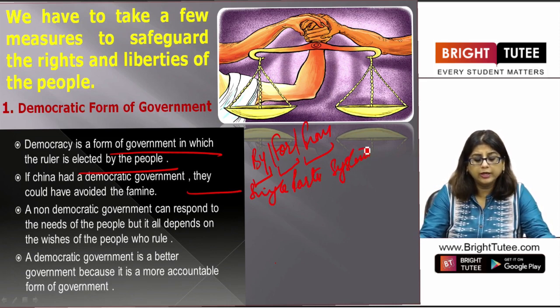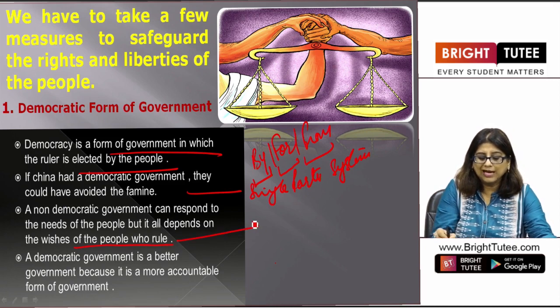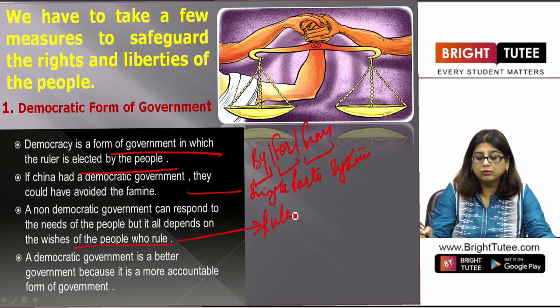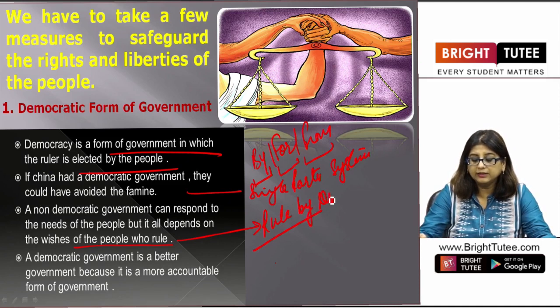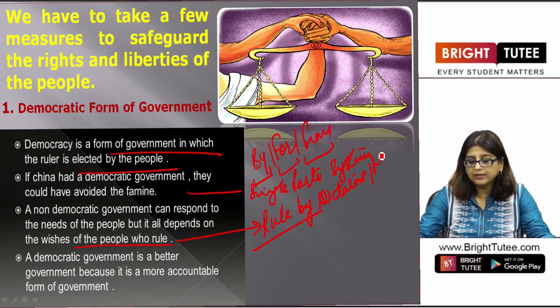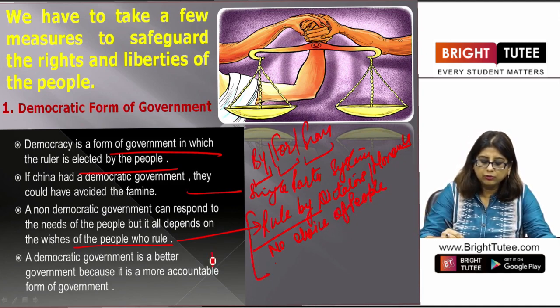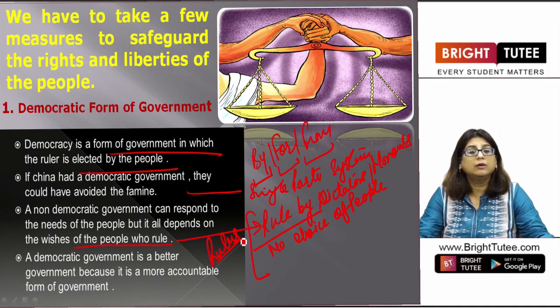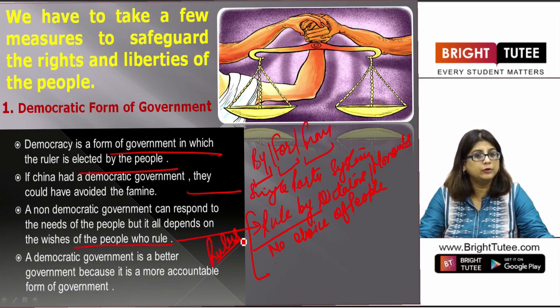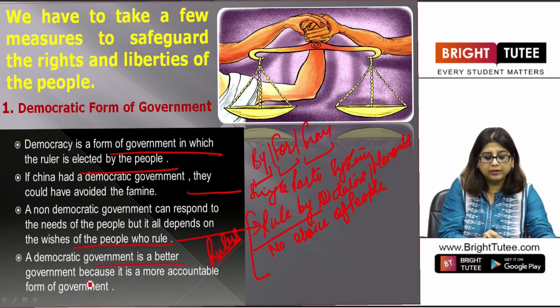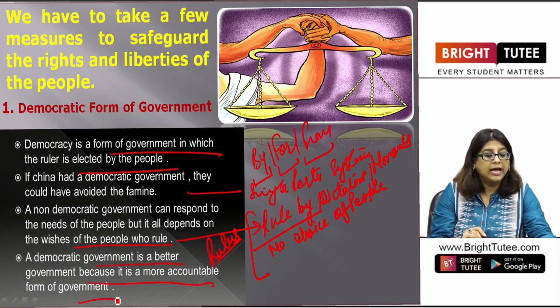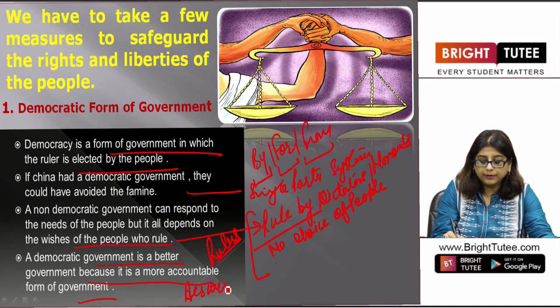And you know, a non-democratic government can respond to the needs of the people, but it all depends on the wishes of the people who rule. That means a non-democratic country is a rule by dictators or monarchs. There is no choice of people, because here the rulers are the ones who simply make all the decisions, and they just force the people to follow that. But a democratic government is a better government, because it's a more accountable form of government, and they are more answerable to the people, and they just work for the welfare of the people also.